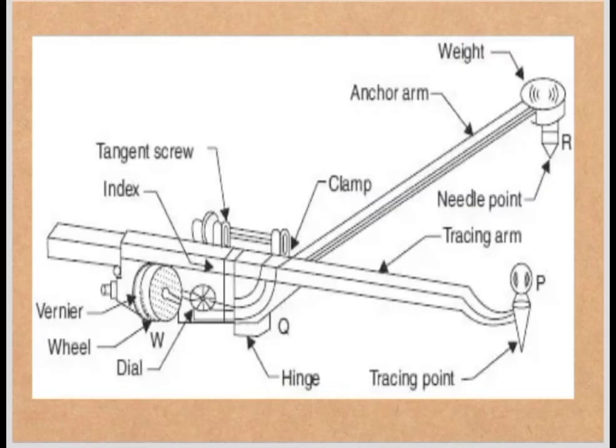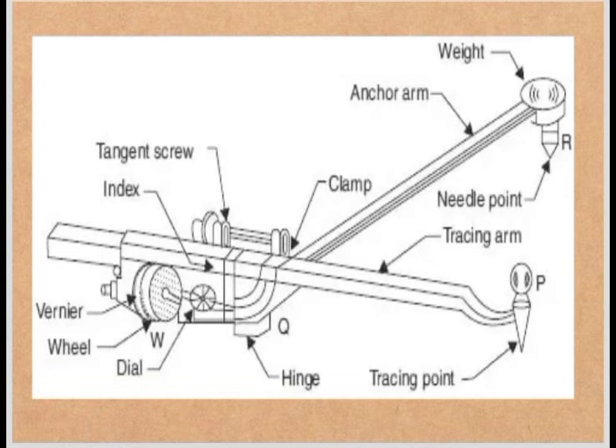And now let's move on to the various components of a planimeter. So we have here the tracing arm. Tracing arm is an arm which manages the position of tracing point at one end with the help of hinge. Tracing point is the movable needle point which is connected to tracing arm. This point is moved over the outline of area to be measured.